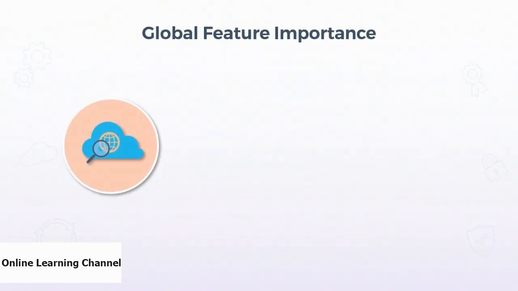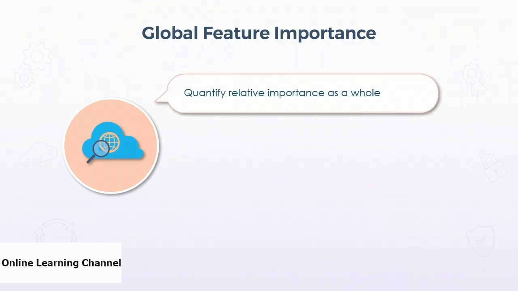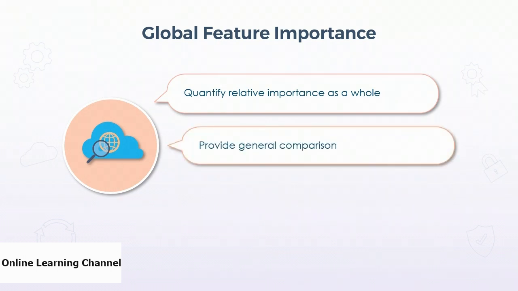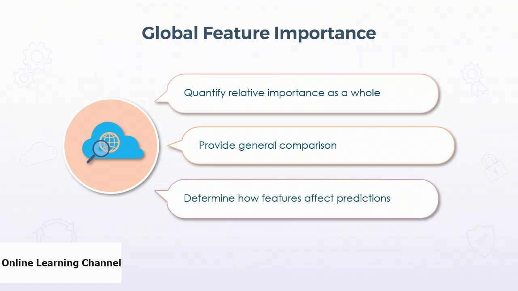So let's talk about global feature importance. Global feature importance refers to the importance of features across the entire dataset used by the model. Basically, the idea of global feature importance is to help quantify the relative importance of individual features as a whole. Now, this can actually provide a general comparison capability between features. In other words, you can see how important a feature is compared to other features in the dataset. The objective is to be able to determine how various features affect the model's ability to make predictions.